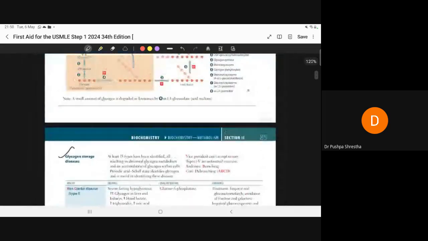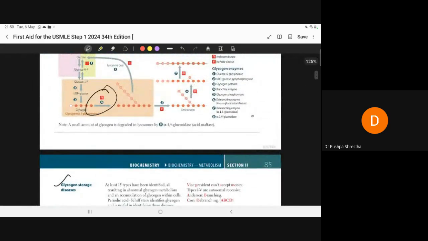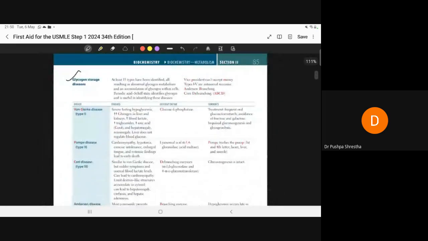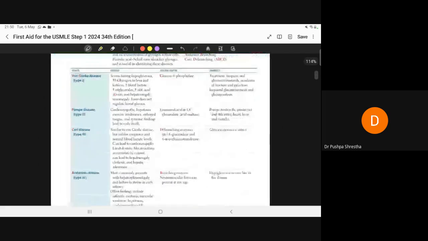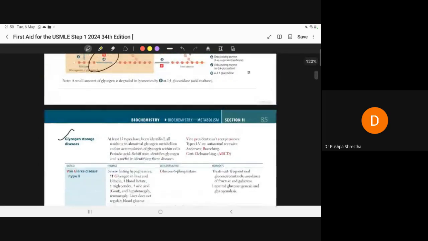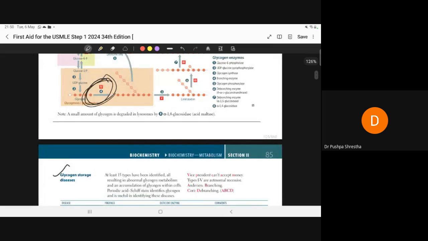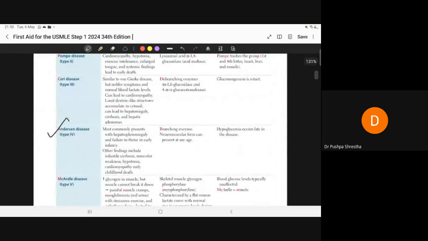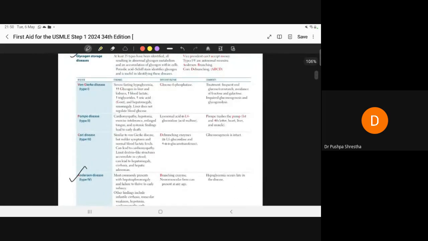Okay, and so only one disorder is with the storage, all other disorders are with the degradation. This is something that you should keep in mind. Now, this is the disorder that is with your synthesis, the Anderson disease. So first, and the most common, frequently tested, is your von Gierke's disease.